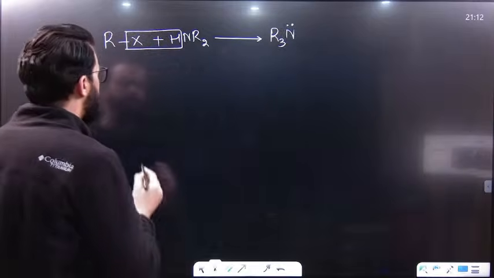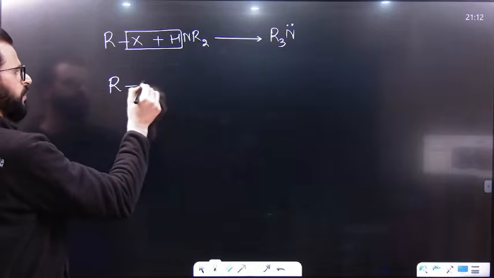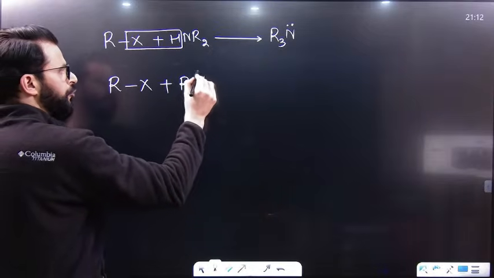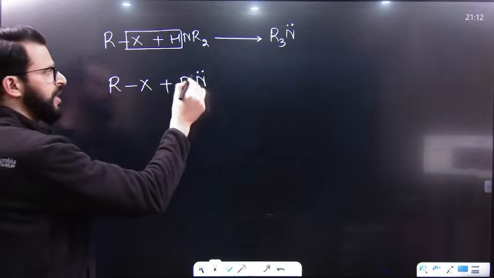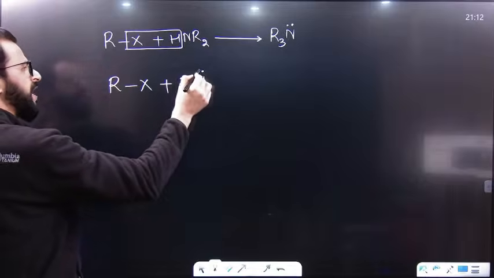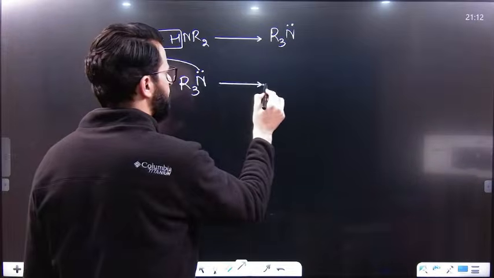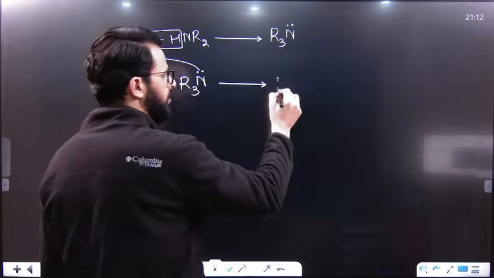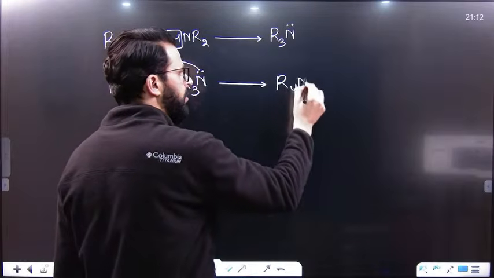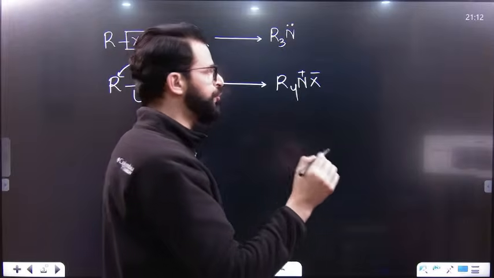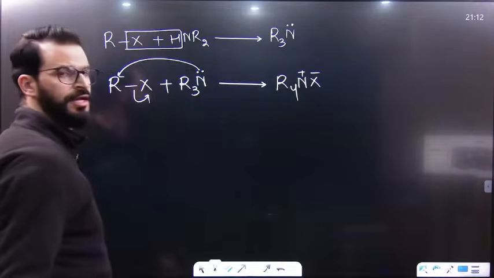After that, alkyl halide reacts with the tertiary amine, but here no hydrogen is present in the tertiary amine. Now it will simply attack this R and X minus will leave over here. So the product formed will be tetra-alkyl ammonium halide, and this is a quaternary ammonium salt.